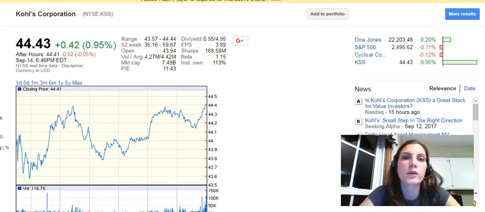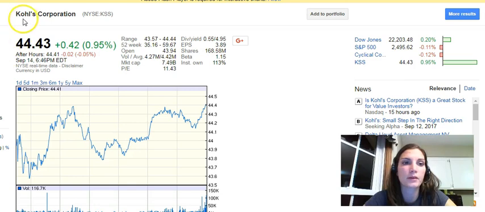Hi guys, we are going to go over a quick tutorial on how to read a stock quote. So I pulled up the Google Finance tab and I'm going to go over some of the information that you can find on a stock quote to see how it's doing. So I pulled up Kohl's, and you can tell that by the top here where it's Kohl's Corporation. It is exchanged on the New York Stock Exchange and its abbreviation is KSS.